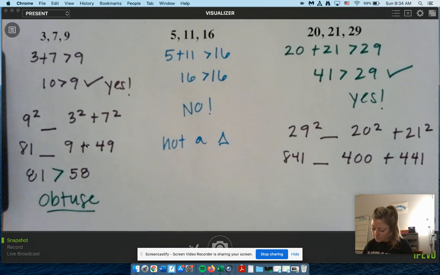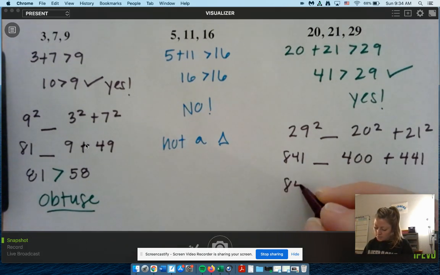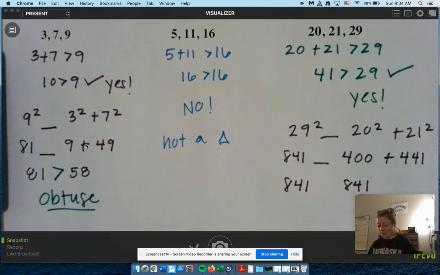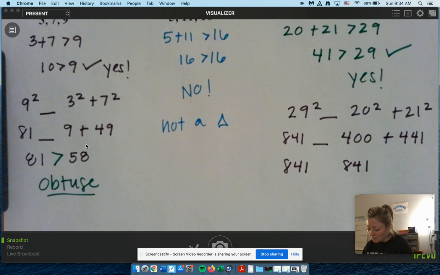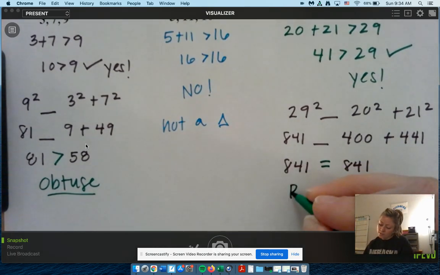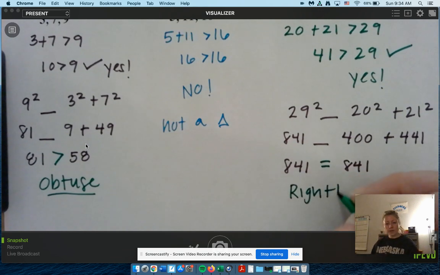Add them together. 841. 400 plus 441 is also 841. So how does 841 compare to 841? They are equal. And if we get them to be equal, it is right. All right, we have a right triangle there.